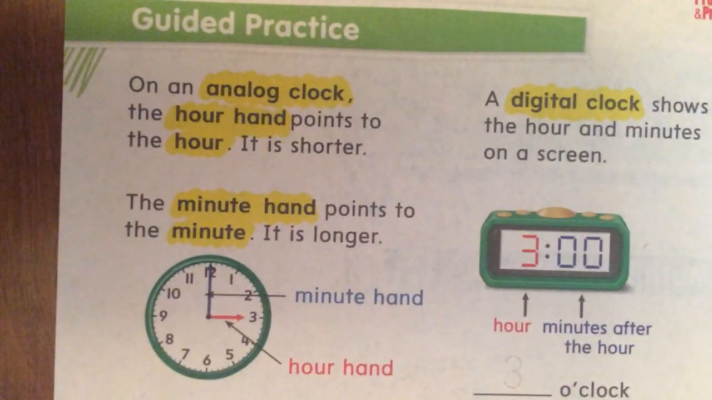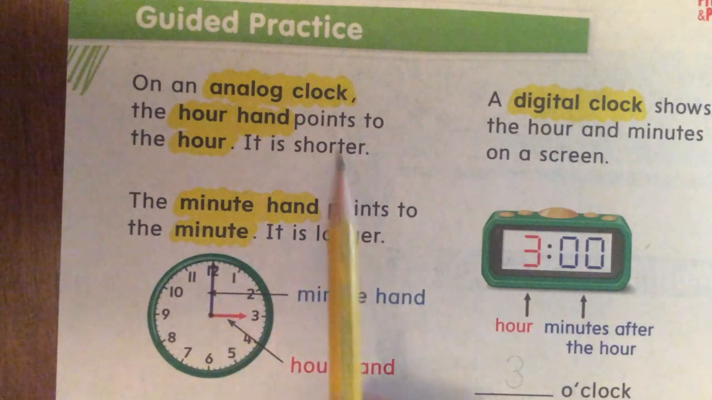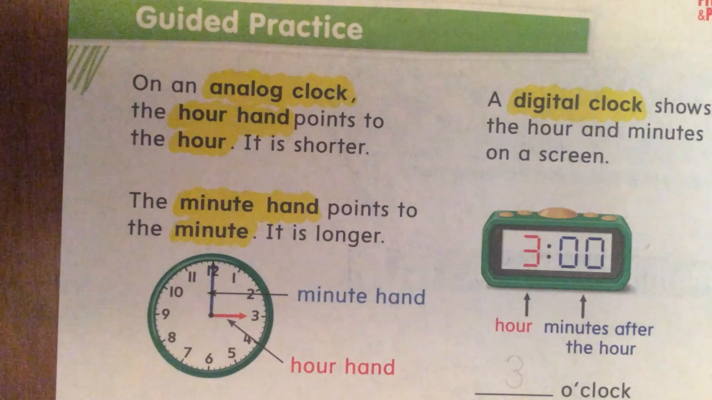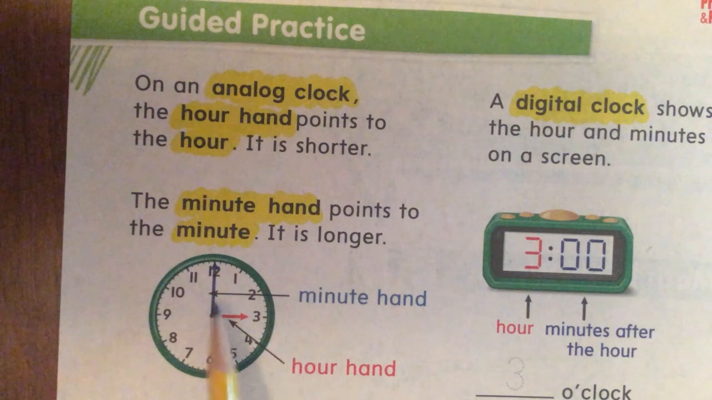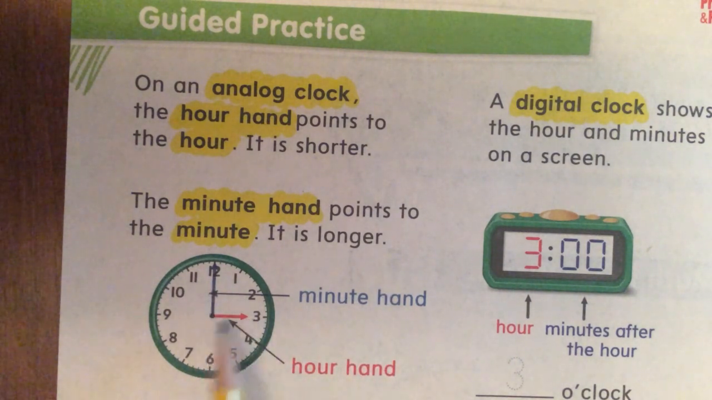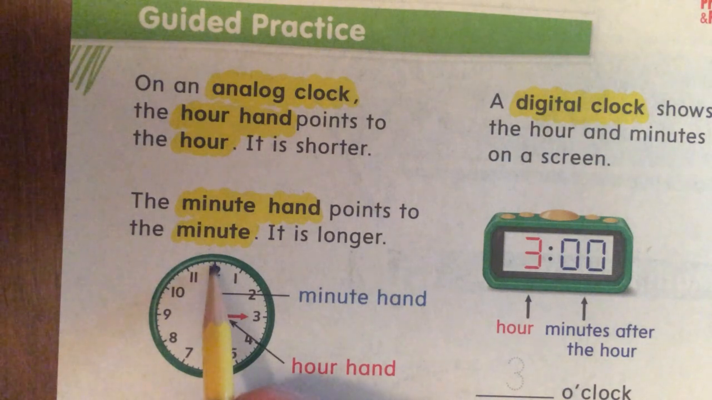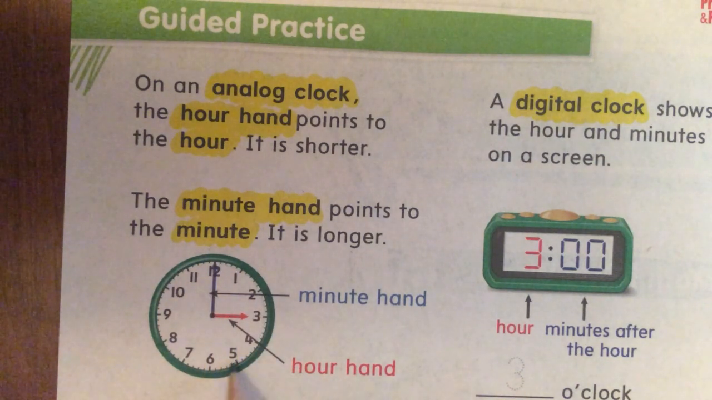It says, on an analog clock, the hour hand points to the hour. It is shorter. The minute hand points to the minute. It is longer. And look at all of these yellow words. Those are the vocabulary words that we talked about with our vocabulary cards yesterday. And it shows you a picture. Here's the minute hand. Well, actually, it's black on here, but on my clock it's blue, and it's the long one. And this is the shorter hand. It's called the hour hand, and it's the red one. It points to the hour. That's why the longer hand, the minute hand, has to go all the way through the number so that you're actually pointing at the minutes.